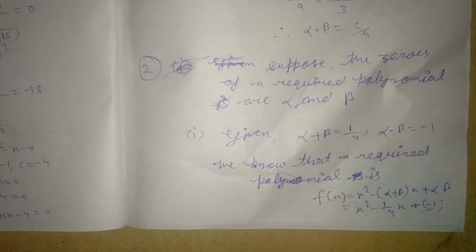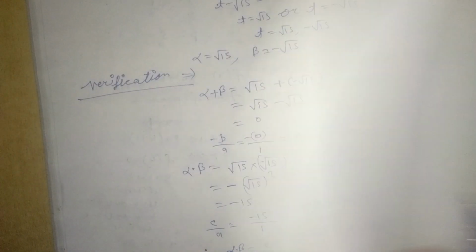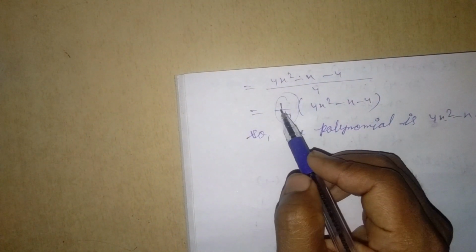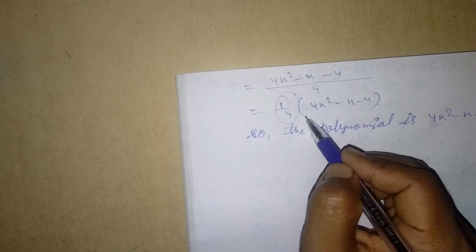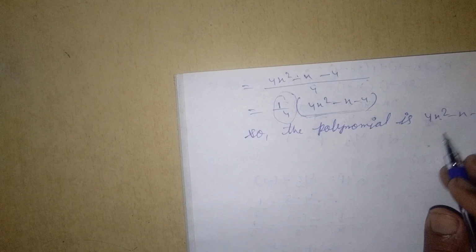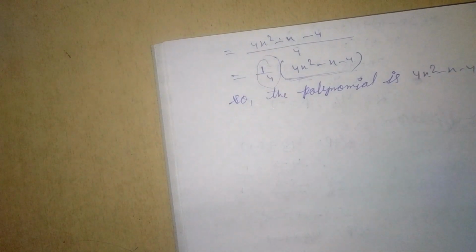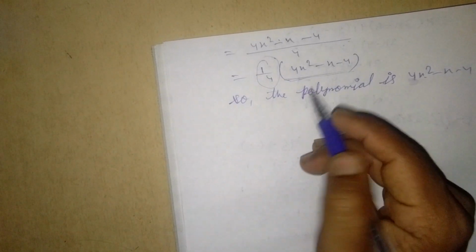These two answers are the same for the sum of the zeros and the product of the zeros. Here you can observe that 1 upon 4 is only a constant. So you will take only the quadratic polynomial, so your answer will be this. Means you have to get these two answers, 4x square minus x minus 4 and also x square minus 1 upon 4 x plus minus 1.